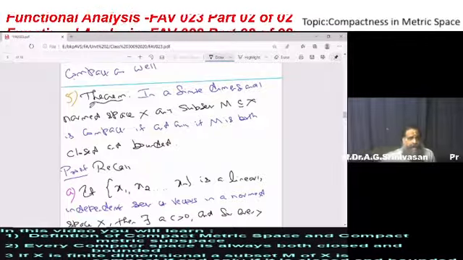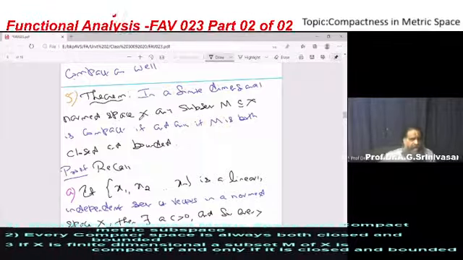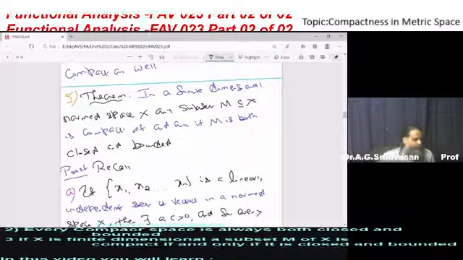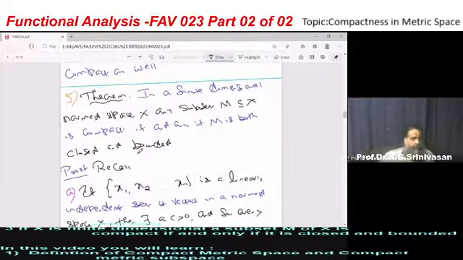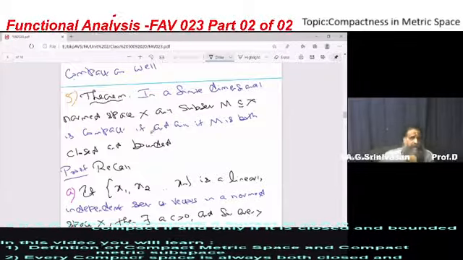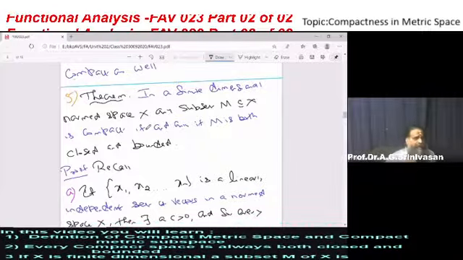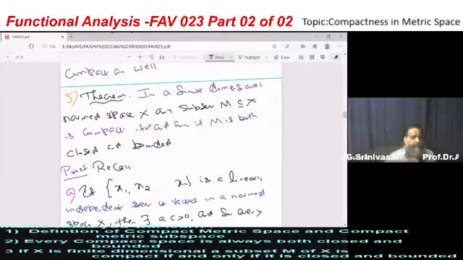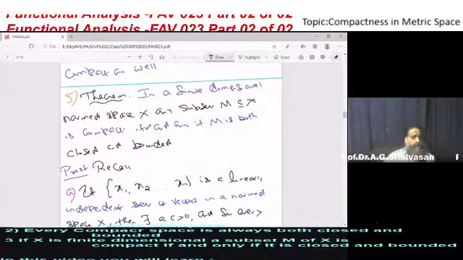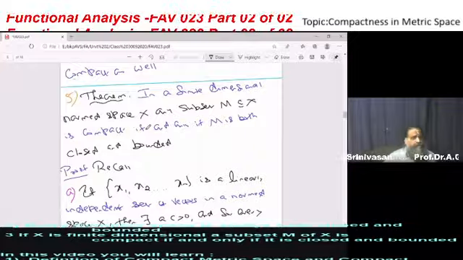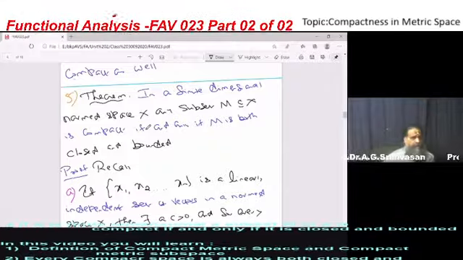Which states that in a finite dimensional normed space X, any subset M of X is compact if and only if it is both closed and bounded. What we proved in the previous video is that in general, if M is a compact subspace of a metric space (X, d), it is always closed and bounded. However, if M is closed and bounded, then M need not be compact. That's what we said in the previous video.